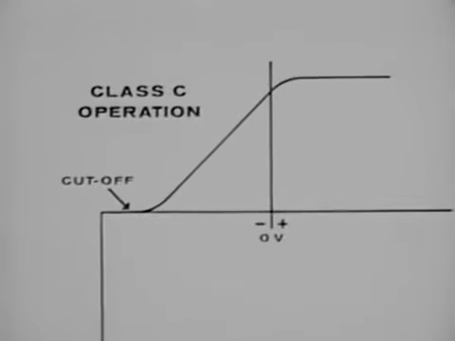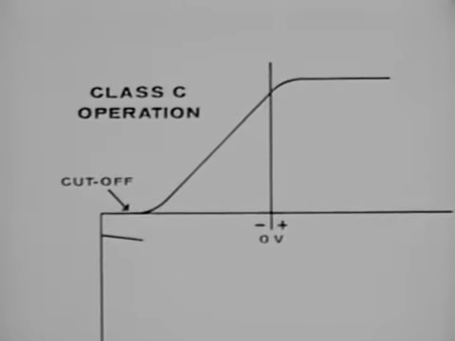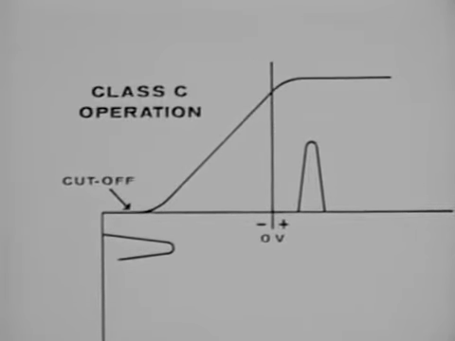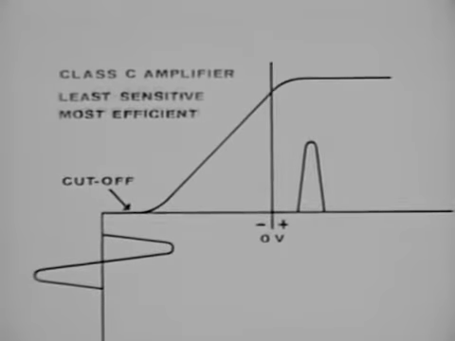As another example, in a Class C amplifier, plate current flows only during a portion of the positive half of the input signal and is cut off at all other times. The Class C amplifier is the least sensitive, but the most efficient.